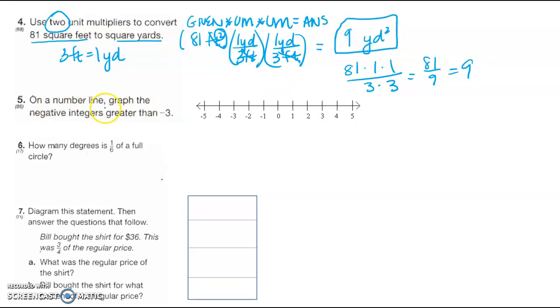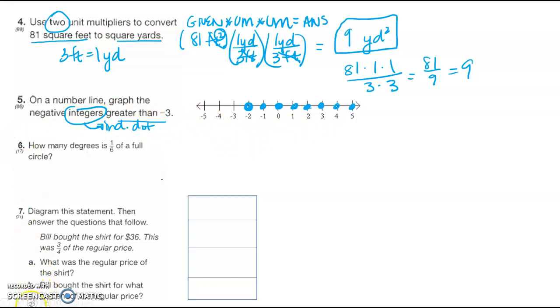On a number line, graph the negative integers greater than -3. This is how I know that it's not going to be a highlight, that it's going to be an individual dot. So it doesn't include -3. It includes those that are greater than. And integers are negative numbers, 0. This is what this should look like.